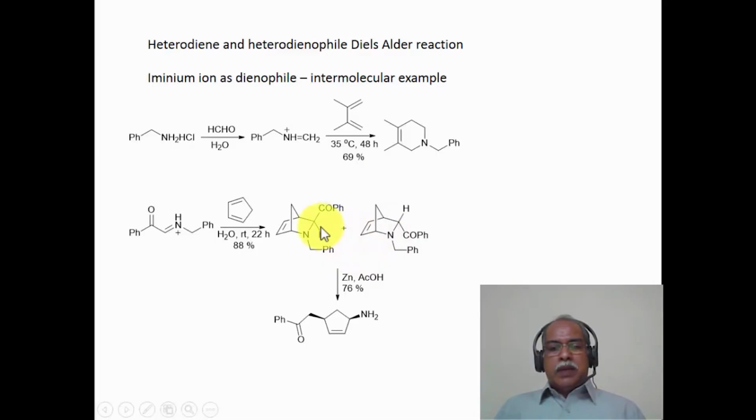Now, the carbon-nitrogen bond in this kind of adduct can be easily reductively cleaved to give the primary amino derivative of this kind, and that has been exploited in the synthesis of the amino alkyl substituted cyclopentene derivative with the stereoselective formation of the cis isomer of the 1,3-disubstituted cyclopentene derivative from the reductive cleavage of the carbon-nitrogen bond from this kind of adduct.